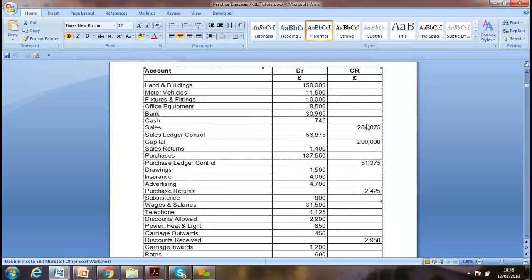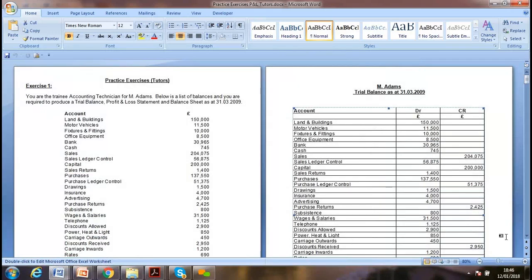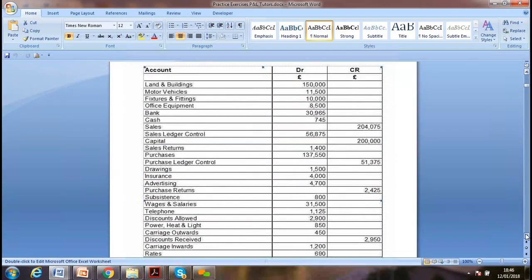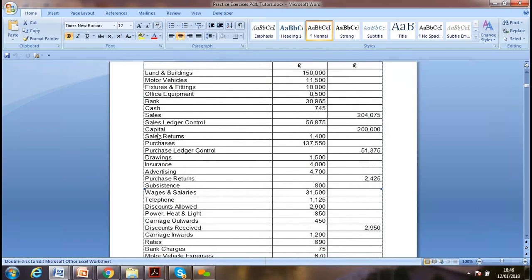Sales is our income, goes on the credit side. Sales ledger means the money we are supposed to receive. Those are debtors, on our debit side as well because they are our asset. Capital is our investment, goes on the credit side. Sales return: if my sales is a credit, my return will be debit, the opposite. Because sales means I'm selling and return means it is coming back to me.